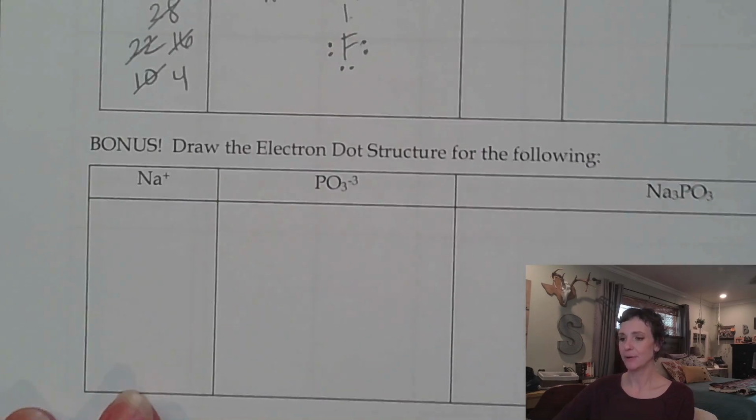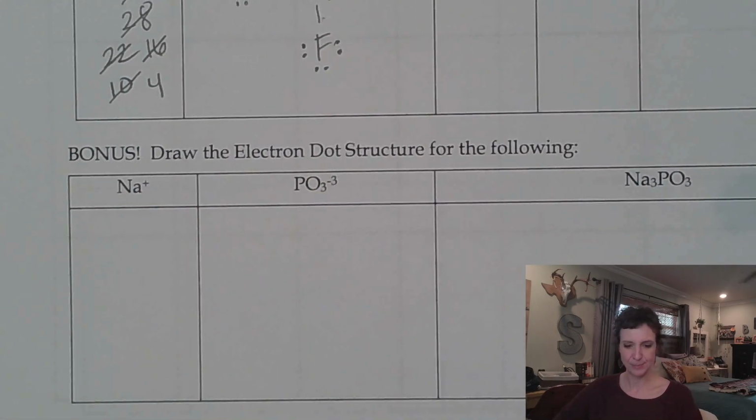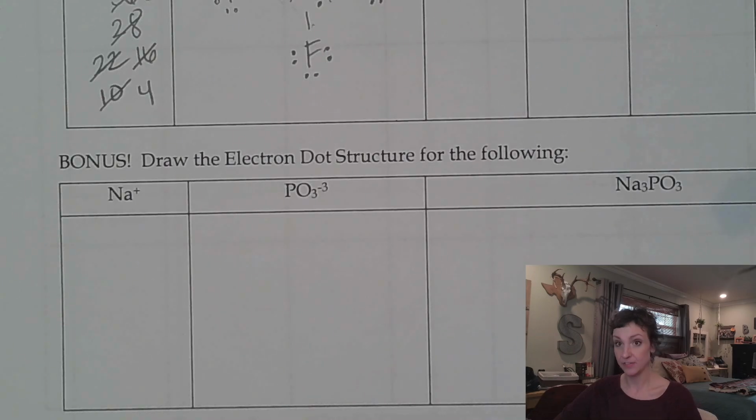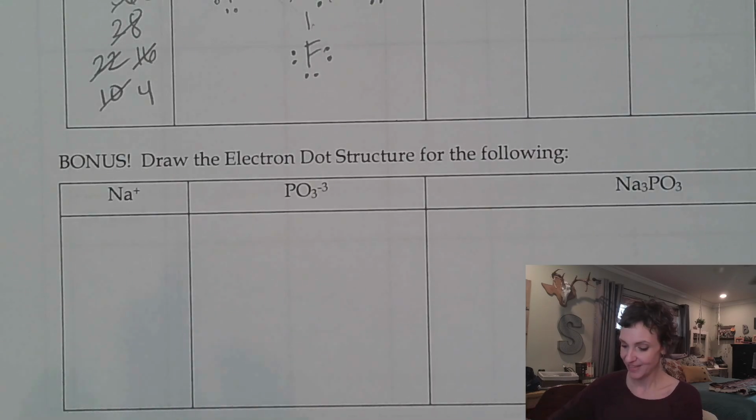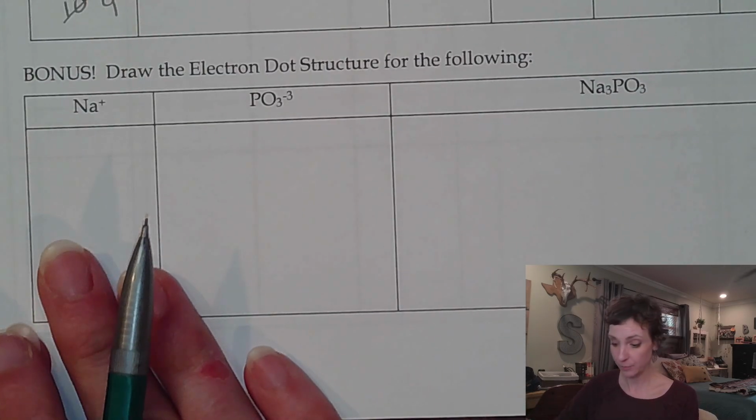Nice. This one says a bonus. I feel like this whole entire back page is a bonus, but I love this one because it actually shows how these polyatomic ions work together in an ionic compound. It says draw the electron dot structure for the following.